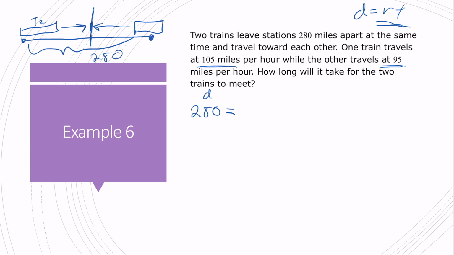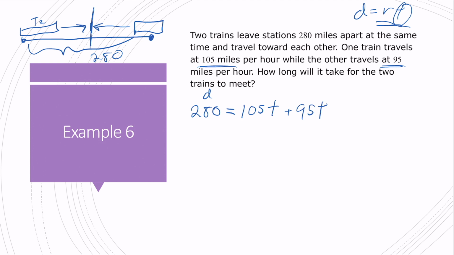And the time it's going to take each train to go those distances would be the same amount of time, right? How long is it going to take for them to meet? That's just one time. What's different is the rates. So I look at how long it would take the train going 105 miles per hour in the same amount of time as the train going 95 miles per hour.